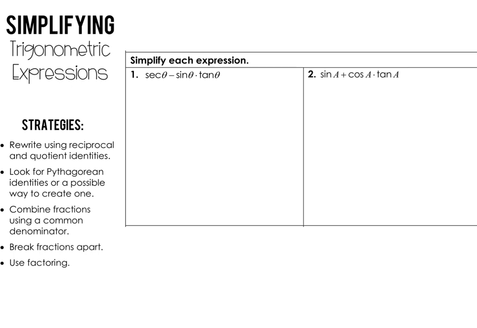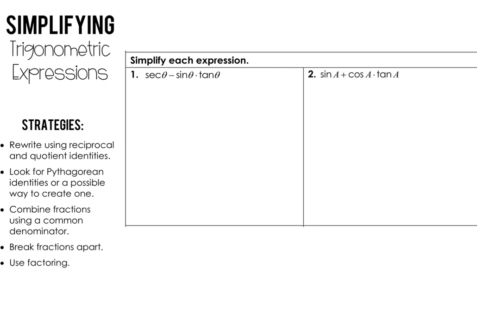All right, from there we went into simplifying trig expressions, all right? And so there's a couple ways to do it. The first way that we did it was changing everything to sine and cosine. So that's one of your strategies. It says rewrite using reciprocal or quotient identities, which means you're probably going to get everything in terms of sine or cosine.